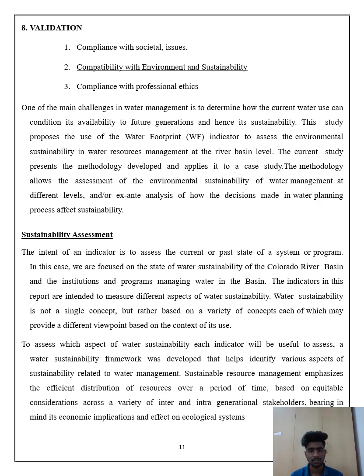Sustainability assessment. The intent of an indicator is to assess the current or past state of a system or program. In this case, we are focused on the state of water sustainability of the river basin and the institutions and programs managing water in the basin. The indicators in this report are intended to measure different aspects of water sustainability. Water sustainability is not a single concept, but rather based on a variety of concepts, each of which may provide a different viewpoint based on the context of its use. Each indicator will be useful to assess a particular aspect of water sustainability.